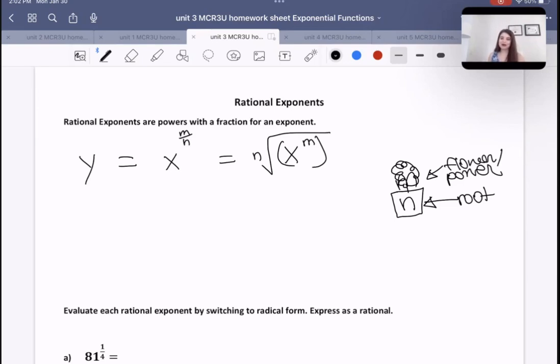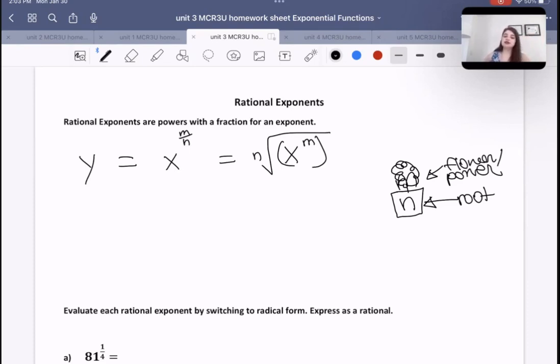But that's one way to look at it: we have our root on the bottom, our power on the top. And it will not make a difference whether we do the power first and then the root, or the root and then the power, because they're essentially the same thing. If I give you, say, x squared and then let's square root it, well, we've got x again, assuming we're just taking the positive square root. Well, great, we did it.